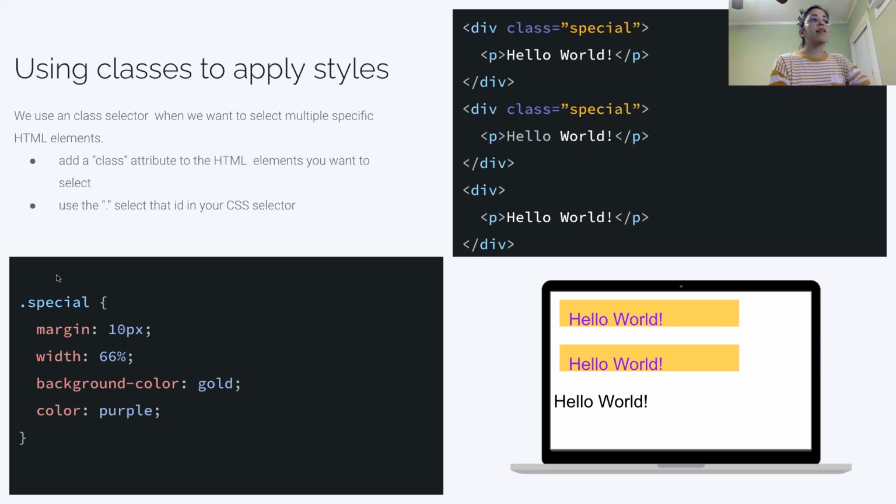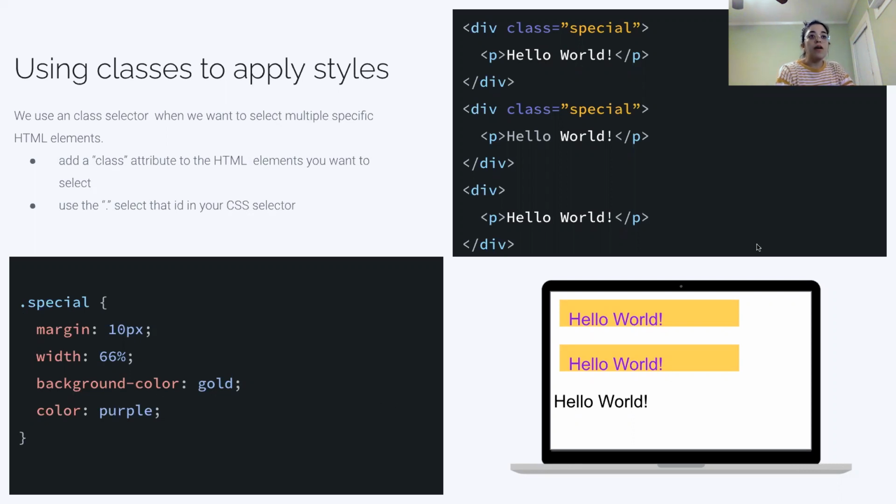So the syntax for using a class selector is to use a period or a dot before the name of the class that you're trying to target, right? By using this dot notation, I can say dot special, meaning grab all of the HTML elements that have a class of special, and then apply these CSS declarations to those HTML elements.